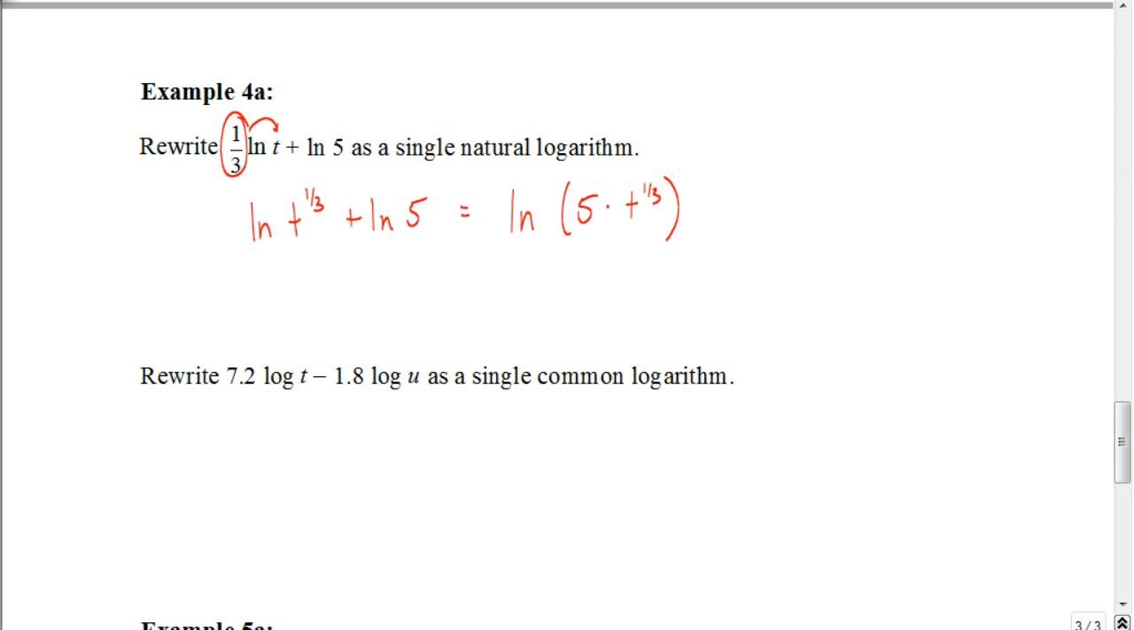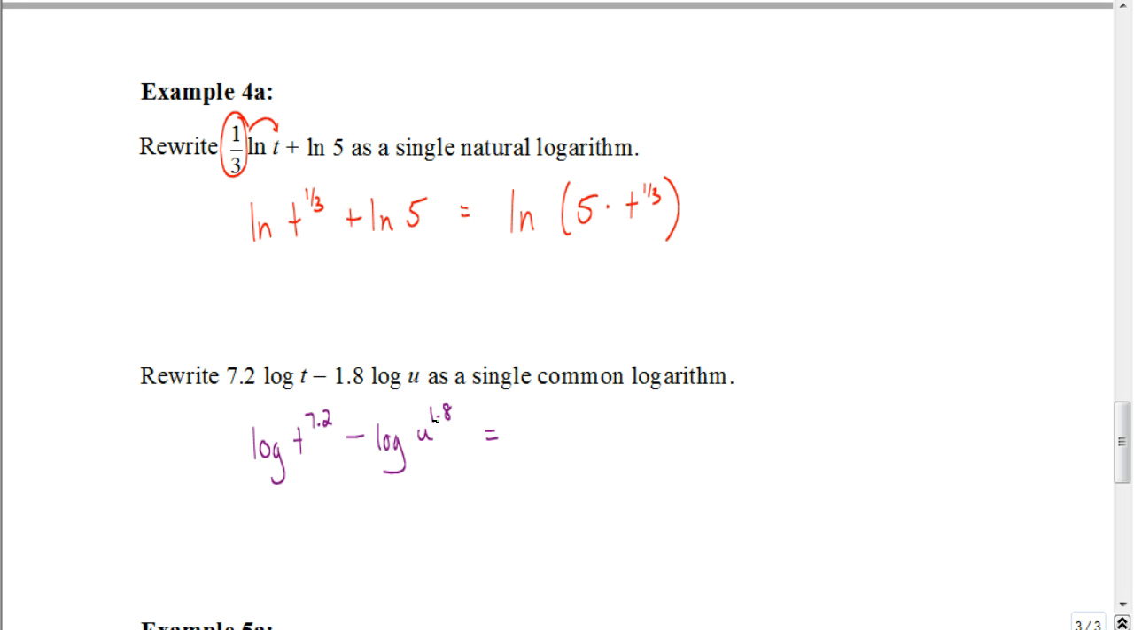Okay, let's see how you did on this one. So again, first you should recognize that the 7.2 and the 1.8 are exponents for the t and the u. Now by the way, this minus, a lot of times in math we keep that minus with the number, but in this case you don't want to do that. We want to leave the 1.8 as just a 1.8 and leave the minus behind. So when you do that, it'd be the log of t to the 7.2 power minus the log of u to the 1.8 power. Now we want to simplify this.